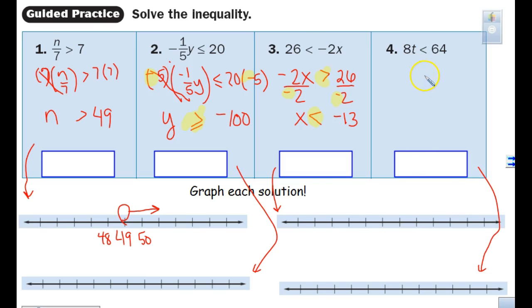Last one as I'm looking. What should I do first, Maria? Divide by 8. When I do that division by 8, Lucas, I'm going to have t is less than 8. Has everyone had a chance to graph them before I put up those answers? Try graphing these. Graph them each time.